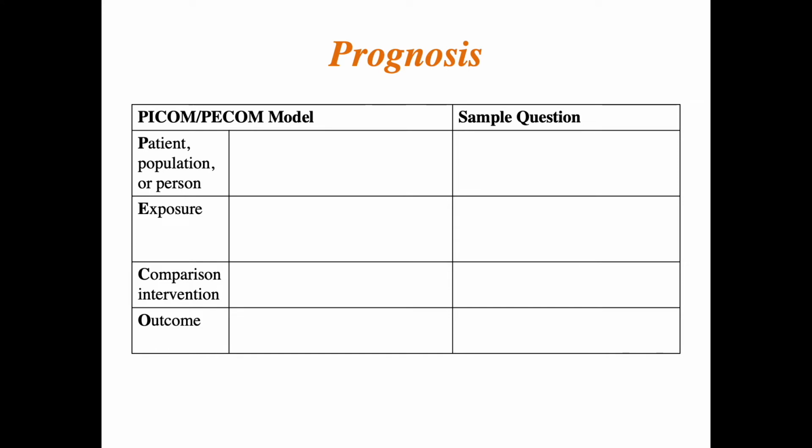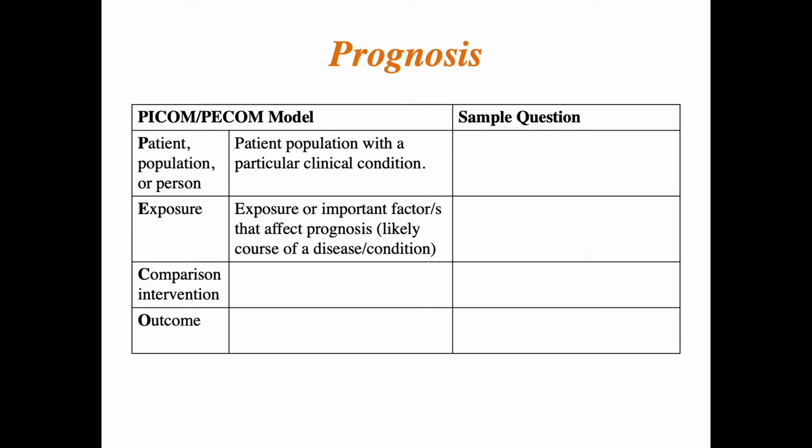Now, the P component of the PECOM model, so take note we'll be using the PECOM model here, okay, instead of the PICOM model, since we're not doing any intervention or evaluating any intervention. The P component pertains to the patient population with a particular clinical condition. The exposure pertains to the risk factors, or rather the important factors that affect prognosis or the likely course of a disease or condition. And the comparator would be what would be the outcome if you did not have these particular risk factors.